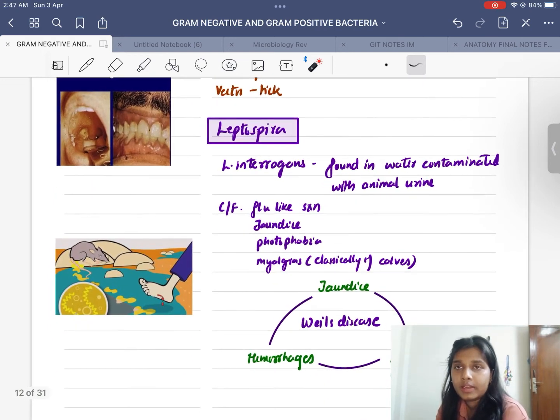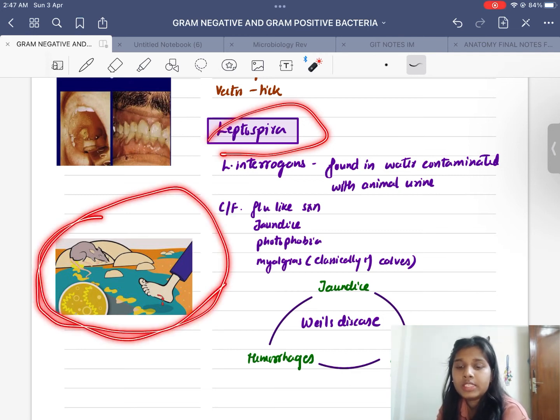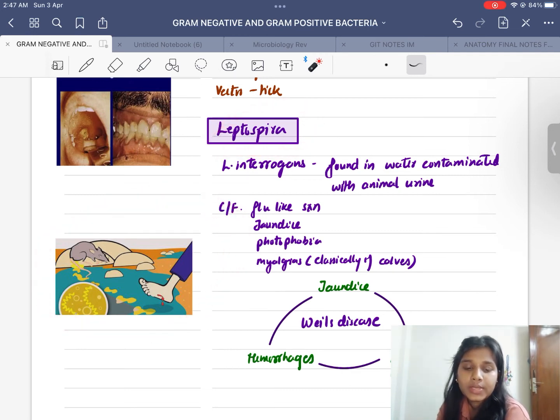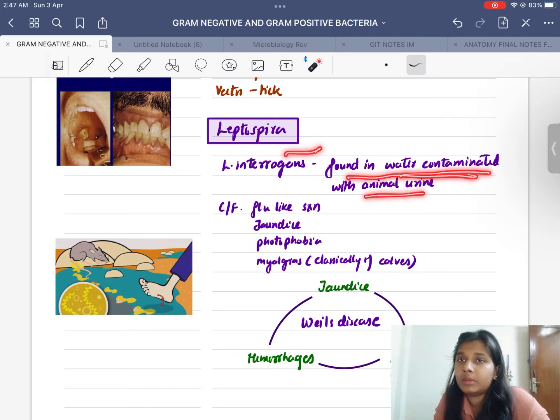Then we have Leptospira. The full name is Leptospira interrogans. For Leptospira, always remember this diagram. What do you see here? It's again a zoonotic disease. You can see animals which have urinated in water. Suppose there's flooding in an area, so there's a lot of chance that you're going to walk on the urine of animals. That's the way you get Leptospira. Leptospira is found in water contaminated with animal urine.